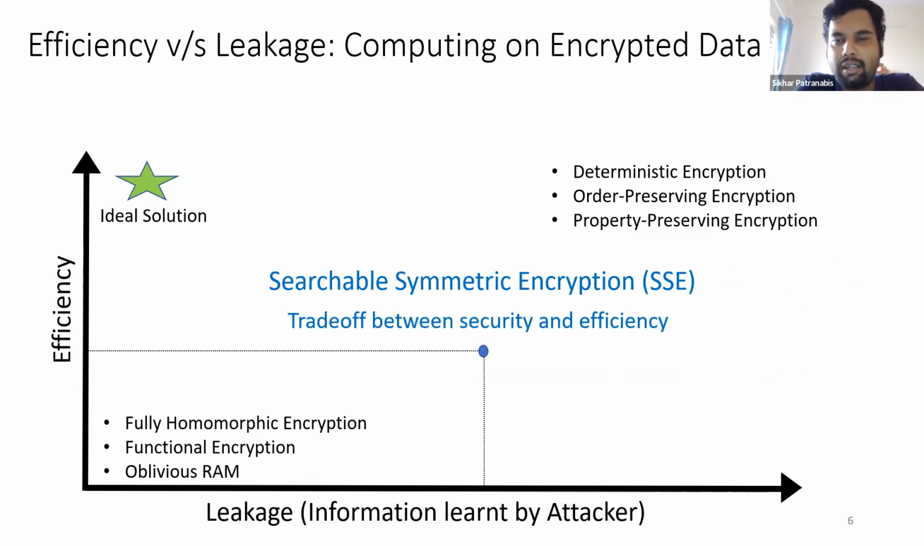In this talk, I'll be talking about a class of encryption schemes called searchable symmetric encryption, or SSE in short, that lies somewhere in the middle of the spectrum, in the sense that SSE provides some kind of trade-off between security and efficiency. It leaks some information to the attacker and is hence not as secure as the schemes on the bottom left. But at the same time, this leakage is not so much that it can be used to break the data or query privacy of the schemes, right? So that's the aim of SSE.